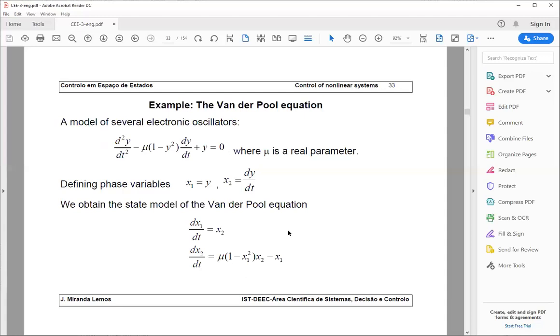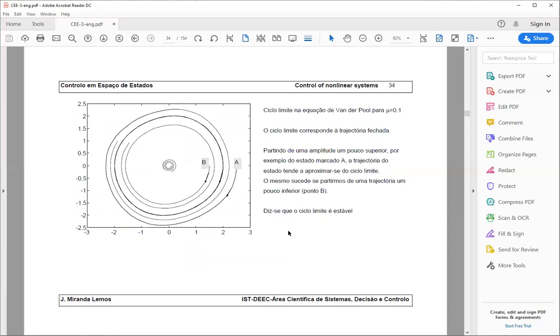Now, let's see what happens. And what happens is something like this. So the variables in the axes here are x1 and x2. So this is the phase portrait. And if you start on this line, you will remain on this line, and you eventually return to it. Okay? So you have a periodic solution, and this is a limit cycle.